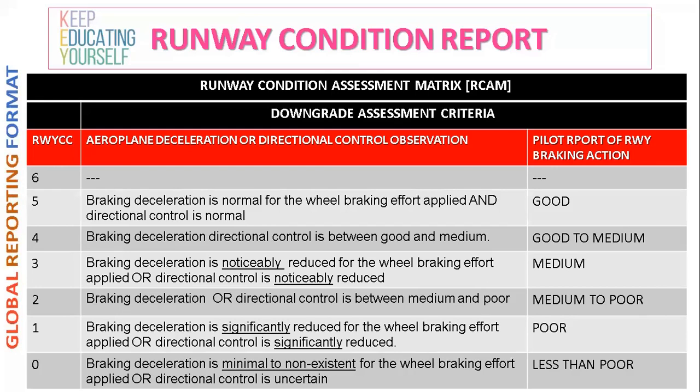If 2 is given, it means braking deceleration or directional control is between medium and poor. So the pilot will report medium to poor. If 1 is given, it means braking deceleration is significantly reduced and directional control is significantly reduced. So it comes under the category of poor. Less than poor, if the pilot says so, it will go for runway condition code 0: braking deceleration is minimal to non-existent and there is no directional control. So this is the RCAM. This will be used by us to downgrade once we get pilot reports.